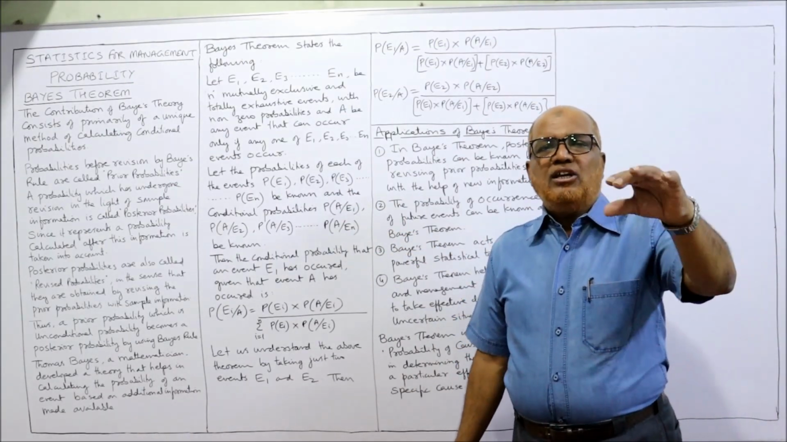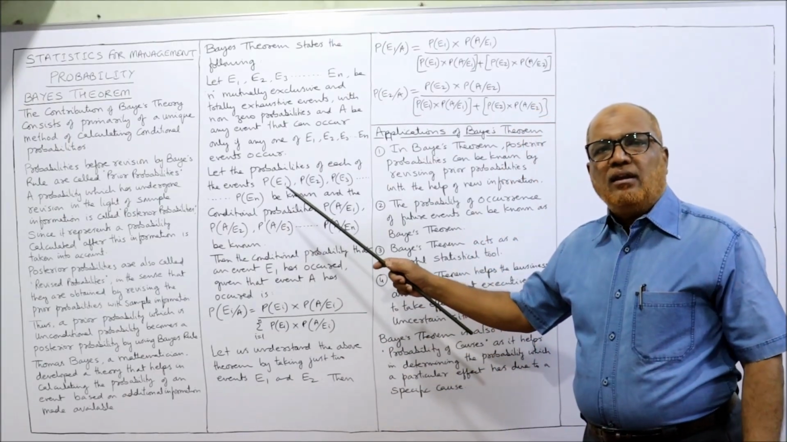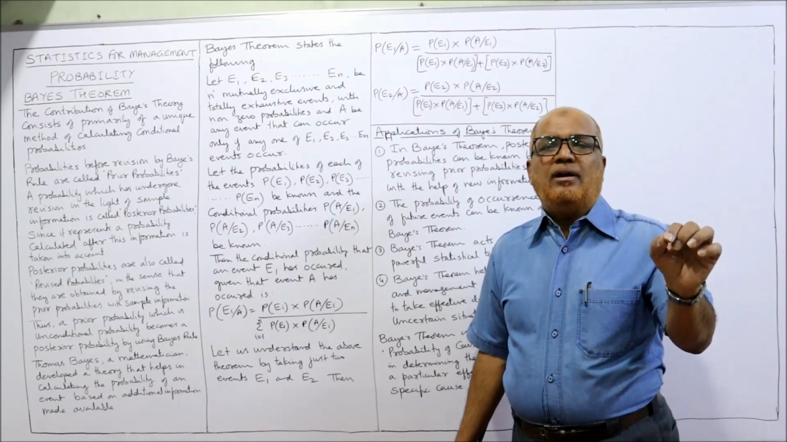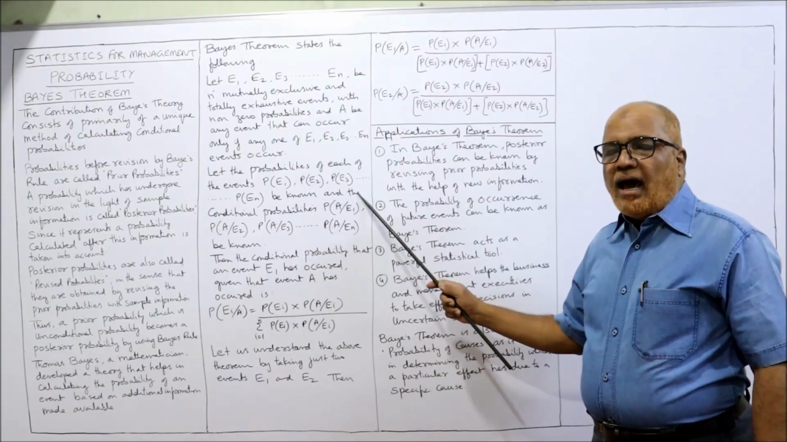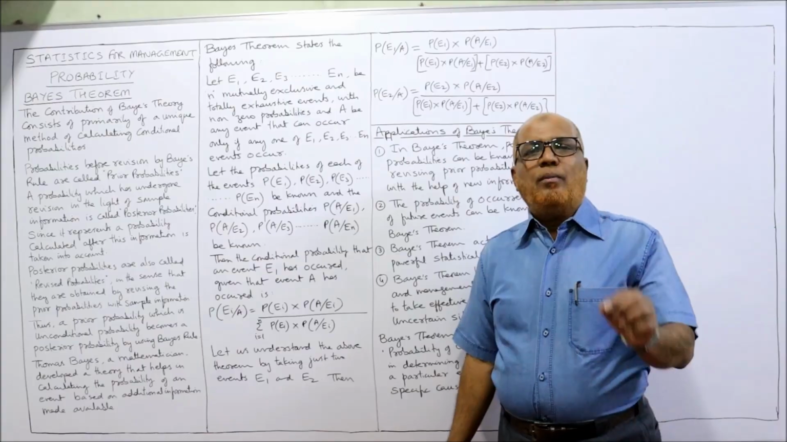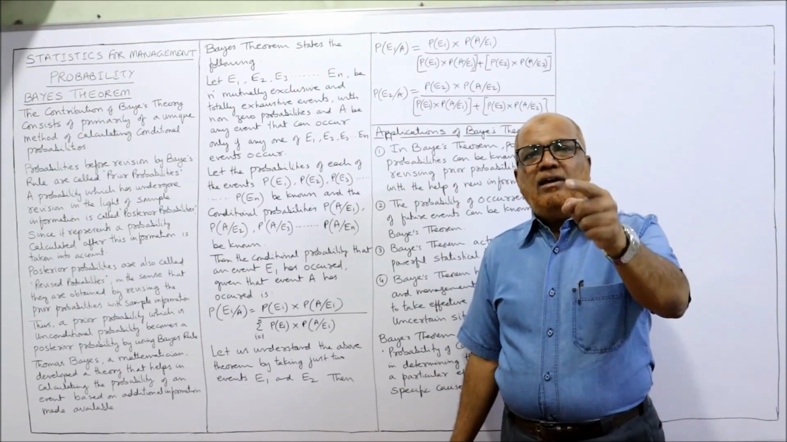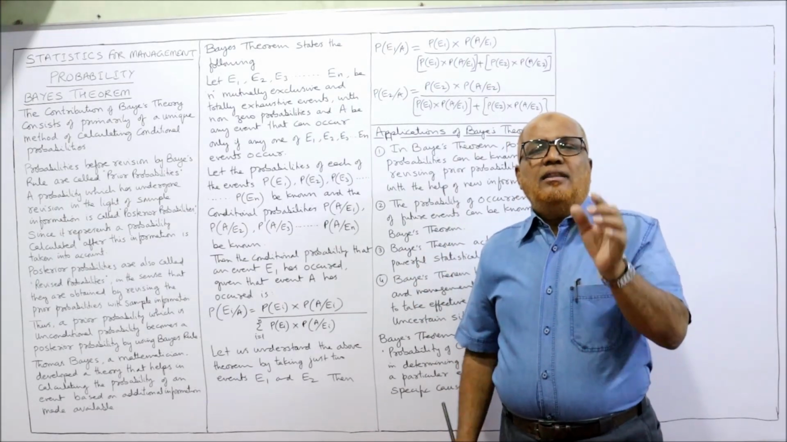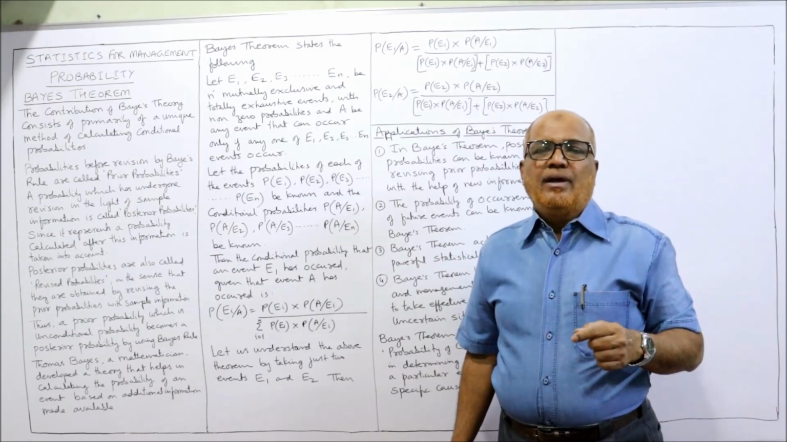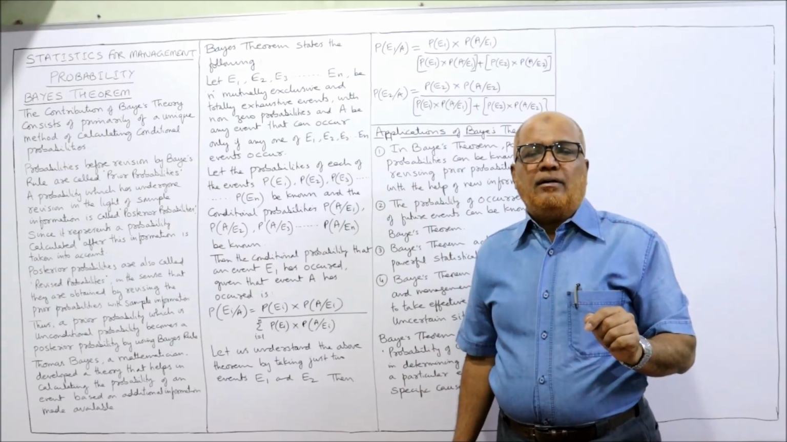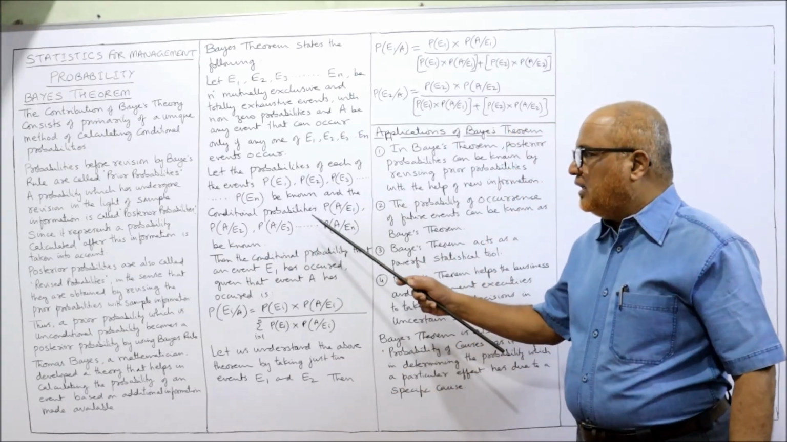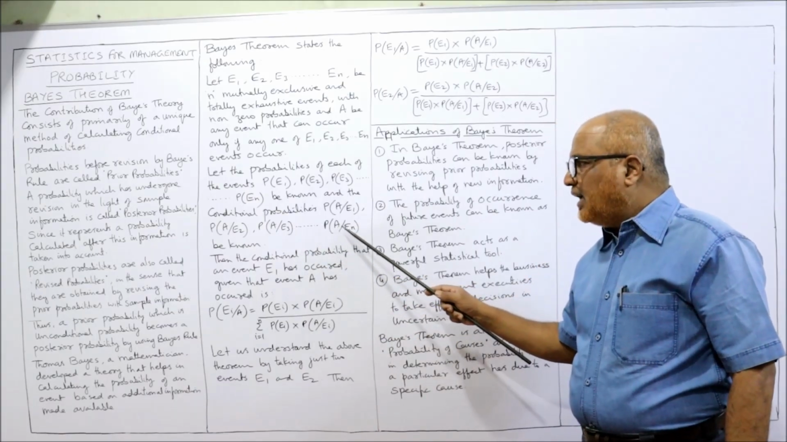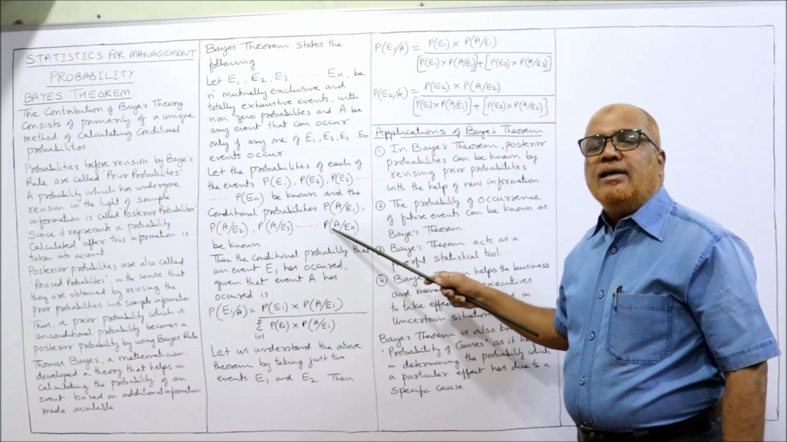We are given the probabilities of E1, E2, E3, E4. So we can denote them as P of E1, P of E2, P of E3, up to P of En. These are the unconditional probabilities of the events E, right? And the conditional probabilities are also known: the probabilities of A given E1, A given E2, A given E3. That means, what is the probability of A given that E1 had happened? Then the probability of A given that E2 had happened, and the probability of A given that E3 had happened. So these are the conditional probabilities: P of A given E1, P of A given E2, P of A given E3, like that up to P of A given En. These are the conditional probabilities, or additional information.